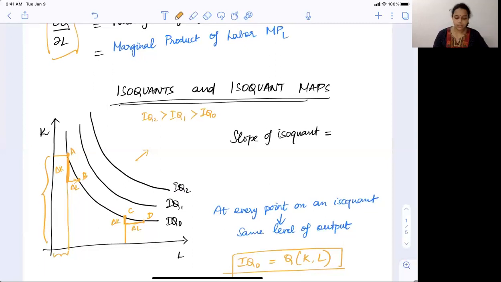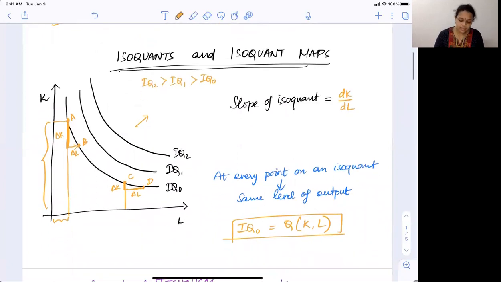So the slope of the isoquant, when you bring in the calculus notation, is given by dK by dL.